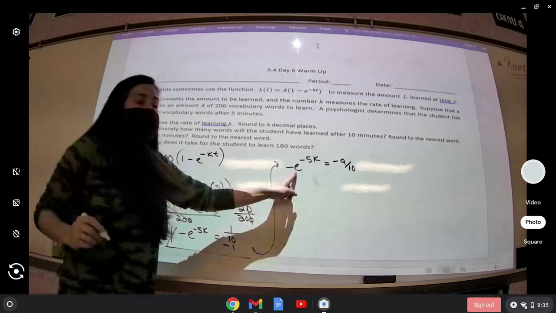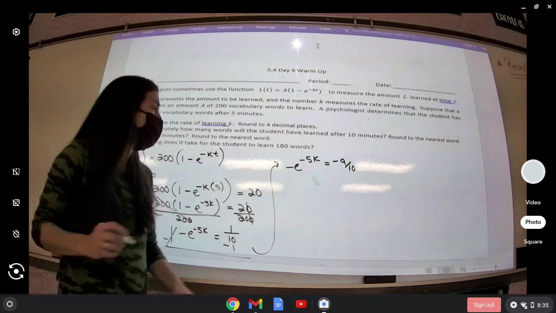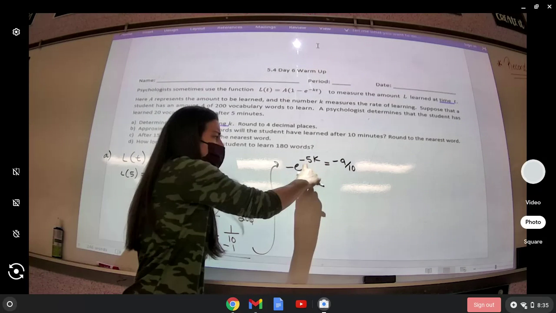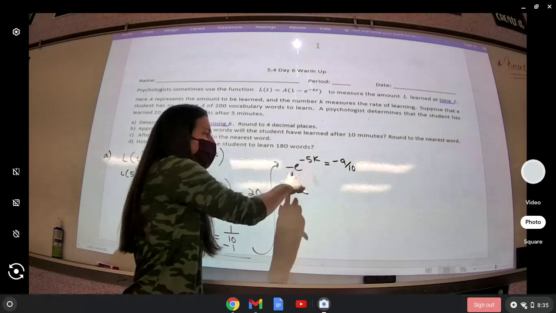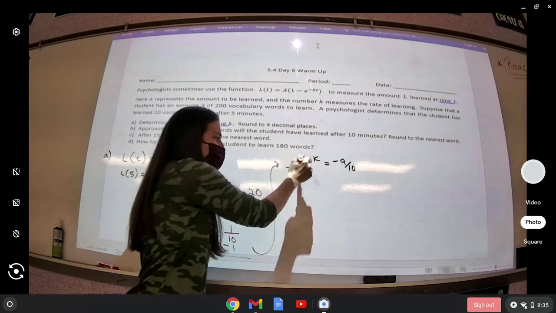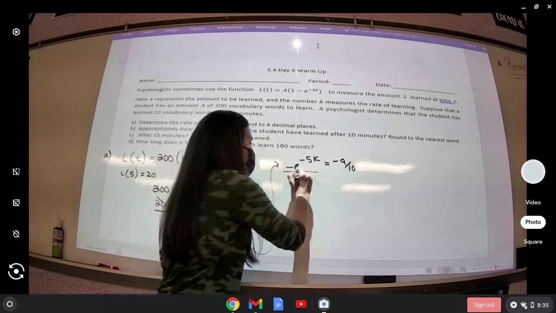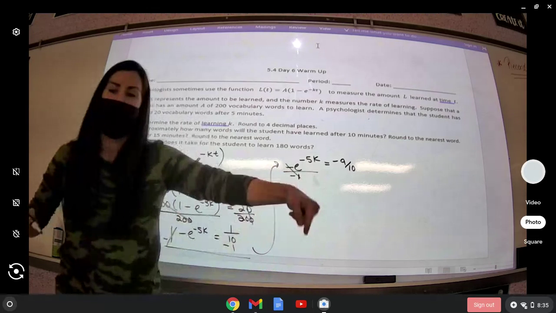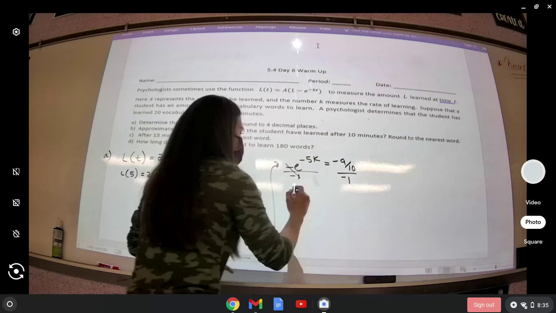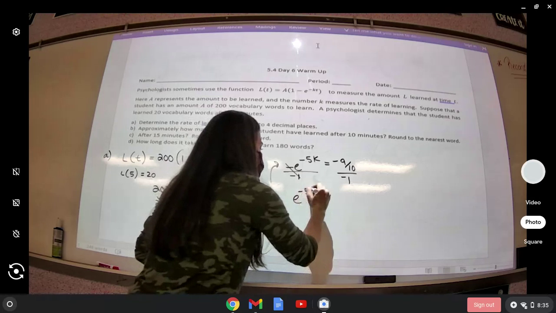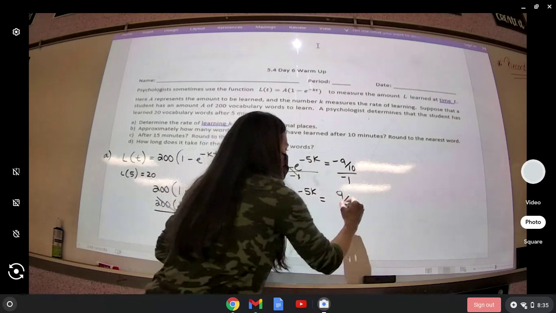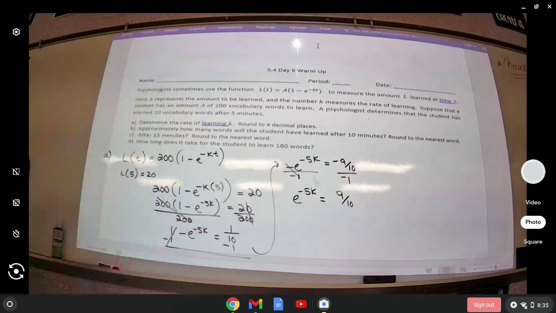All right, let's keep getting that exponential function by itself. Remember, only e is being raised to the negative 5k. If they wanted negative e raised, they would have had to use parentheses, and they didn't. So divide the negative away, because it's not what that exponent is on. And then you get e to the negative 5k equals positive 9/10.